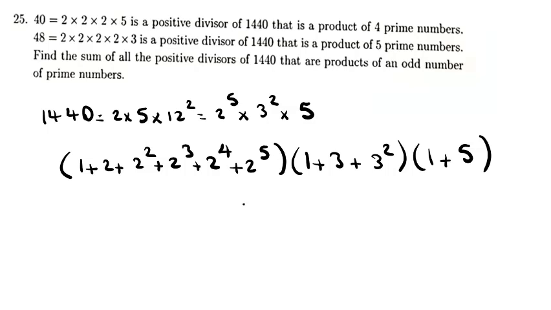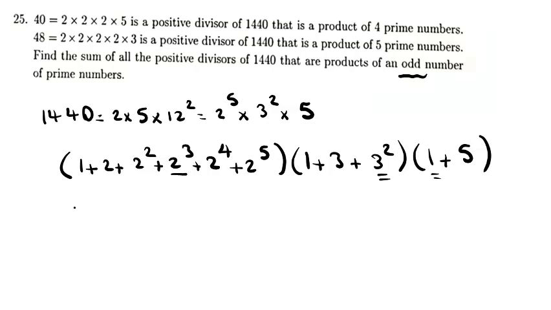So let's solve this here, but the problem wants the sum of those divisors that are a product of an odd number of prime numbers. So here, for example, we can select 2 cubed here, and for example, 3 squared and 1 here. So 2 prime, 3 prime, it will be 5.